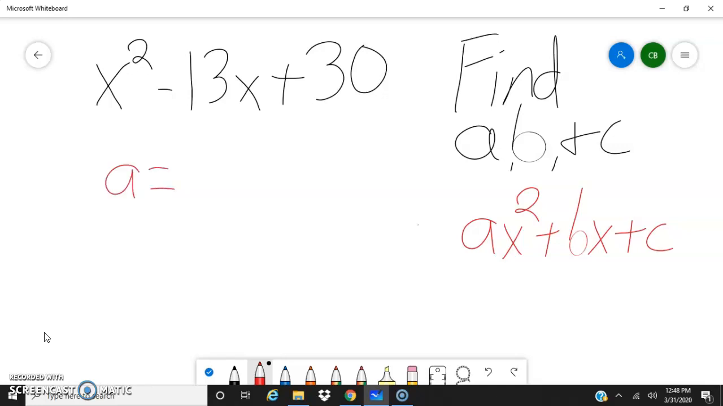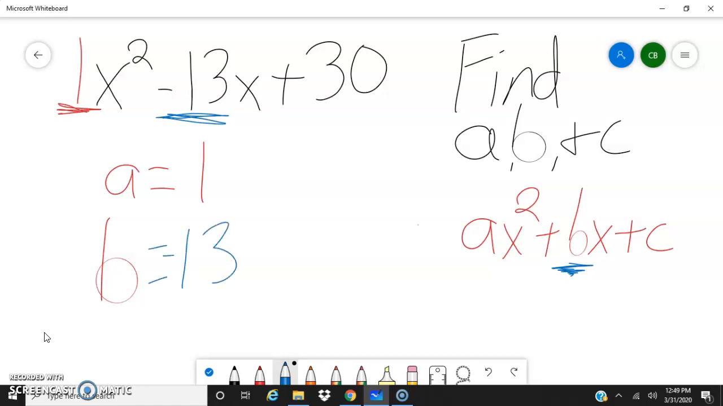So a is the coefficient in front of the x squared, and since there is none there, our coefficient is going to be 1. So a is 1. If we look at b, where does b fall in our quadratic? It's the middle term in front of the x. So in this case, it's going to be that negative 13. That's going to be our b.